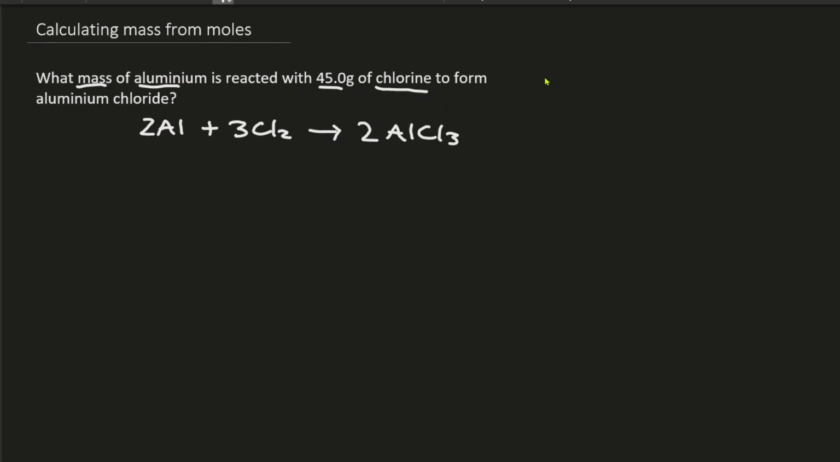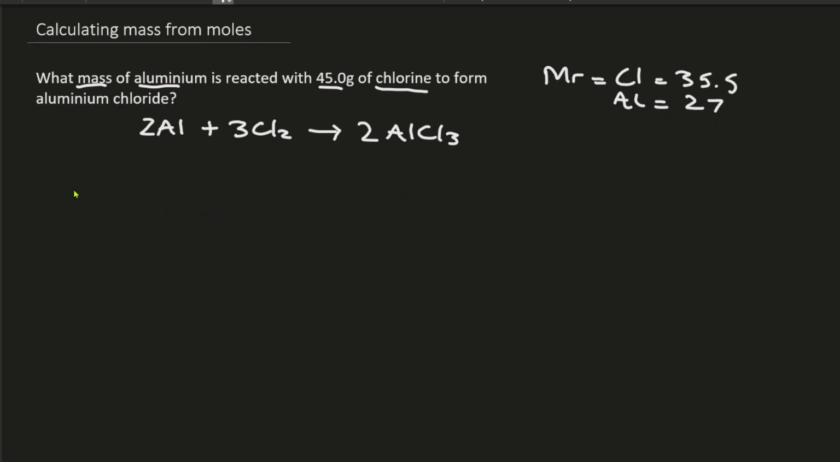Now, in your periodic table, you'll be given the Mrs of both of these. So the Mr of chlorine is going to be 35.5. The Mr of aluminium is going to be 27. But let's keep that on the side.